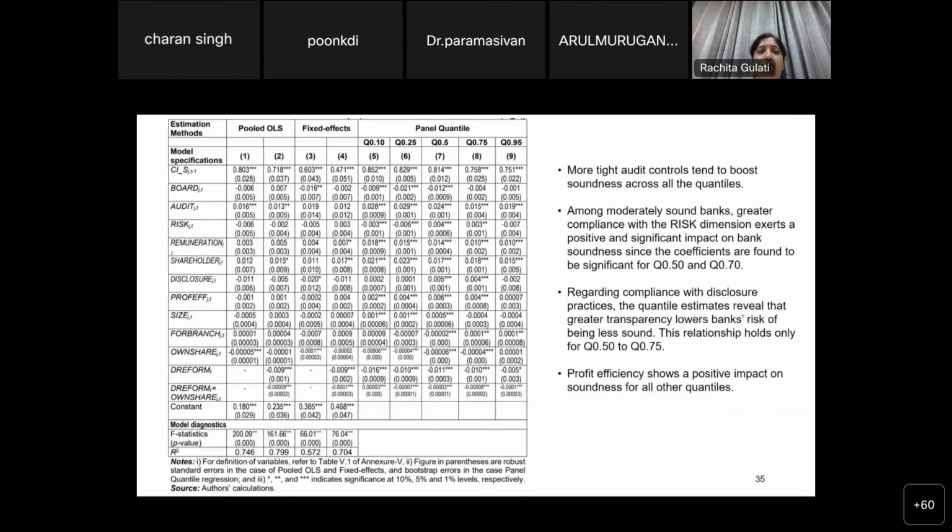So with respect to the results, they have been further extended to capture the quantile effects for the distinct dimensions of the governance. With respect to the audit, we observe that better audit controls tend to boost the soundness, whereas for the risk dimension, the relation is observed to be significant for the moderately sound banks. Regarding compliance with the disclosure practices, greater transparency lowers the risk of the bank being less sound for the 50th to 75th quantiles.